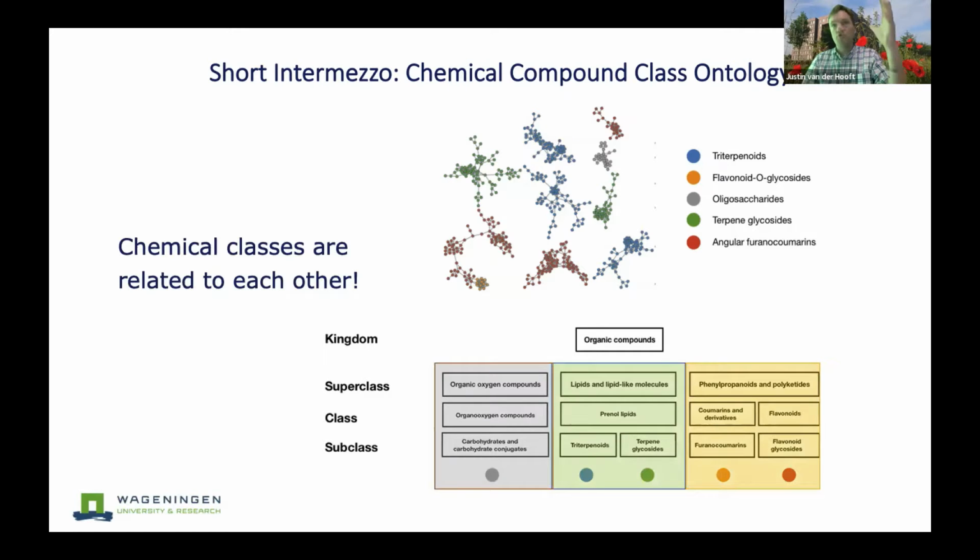It's important to realize that by the use of these ontologies, all these chemical class annotations are related to each other. Why? Because we can recognize more broad terms like lipids and lipid-like molecules, in the green bit in the middle of the lower figure, but we can also go more down in terms of specificity to, for example, triterpenoids. So triterpenoids are part of these lipids and lipid-like molecules, but they are more specific annotations.